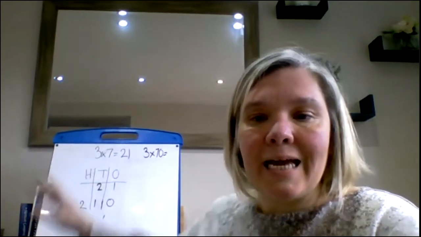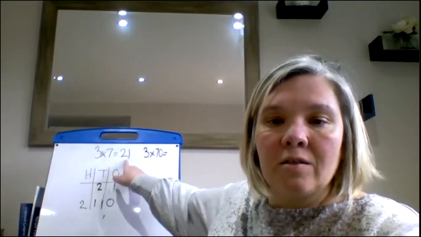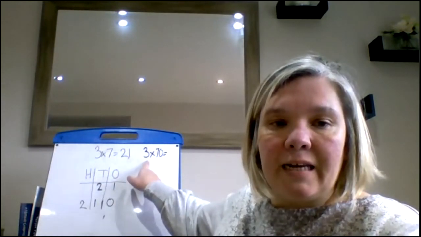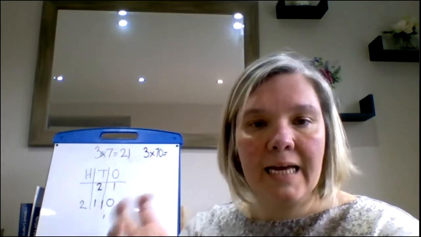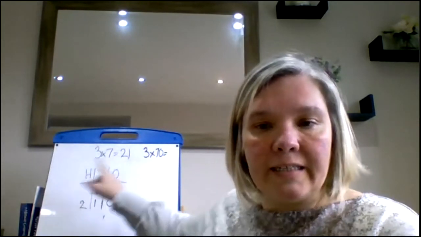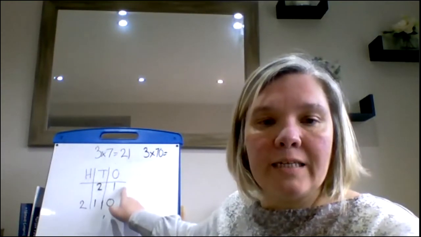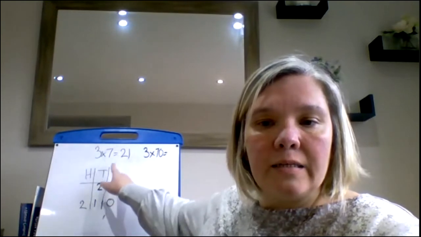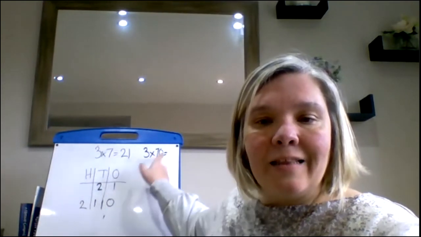But it's understanding how the 3 times 7 can help us to do 3 times 70. It's understanding those number facts and understanding what you have done to get to that place. Okay, and why is 21 the answer to this? And why is 210 the answer to this?